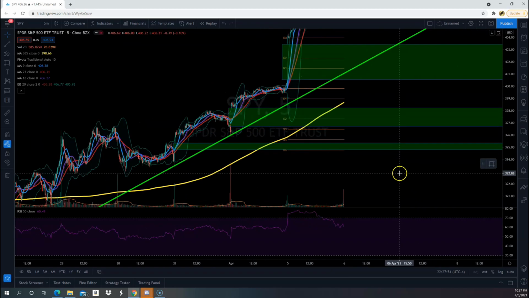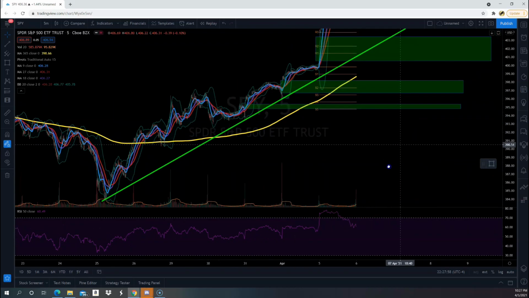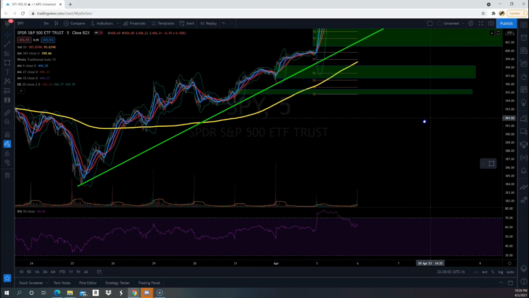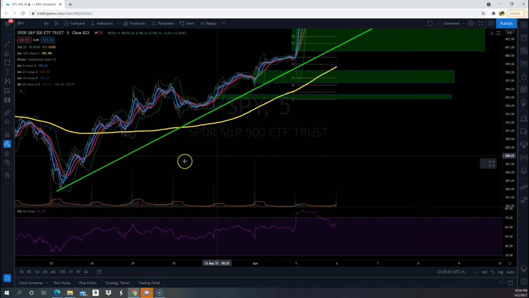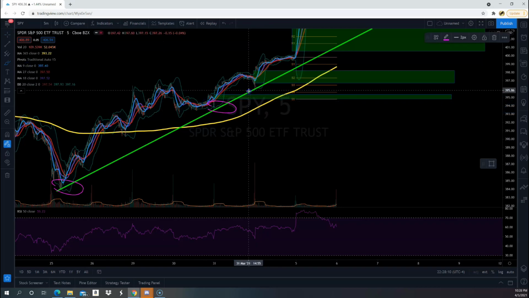Now, what's going to be the first thing we look at before we get puts or SQQQ calls or go against the market? The first thing we're going to be looking for is a break of the uptrend. Now, uptrends always have 3 touches. So let me go ahead and circle it for you guys. The first touch is down here. Second touch, third touch.